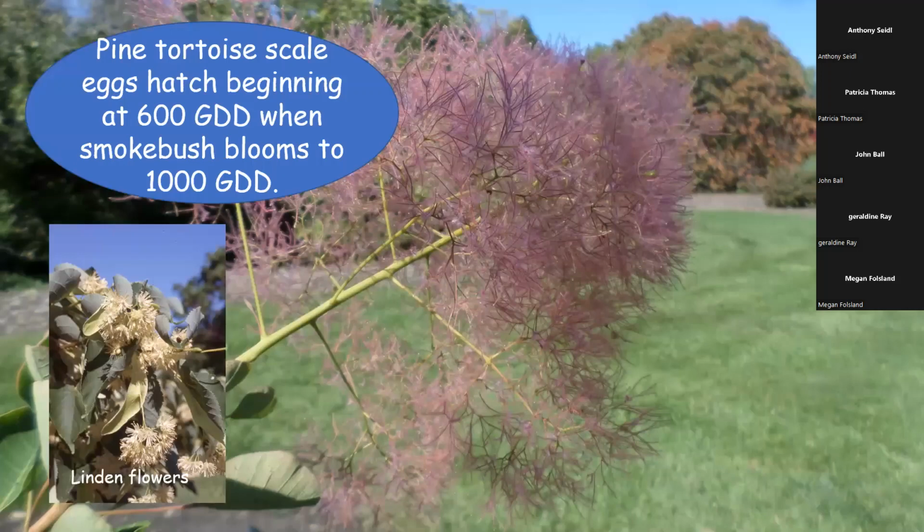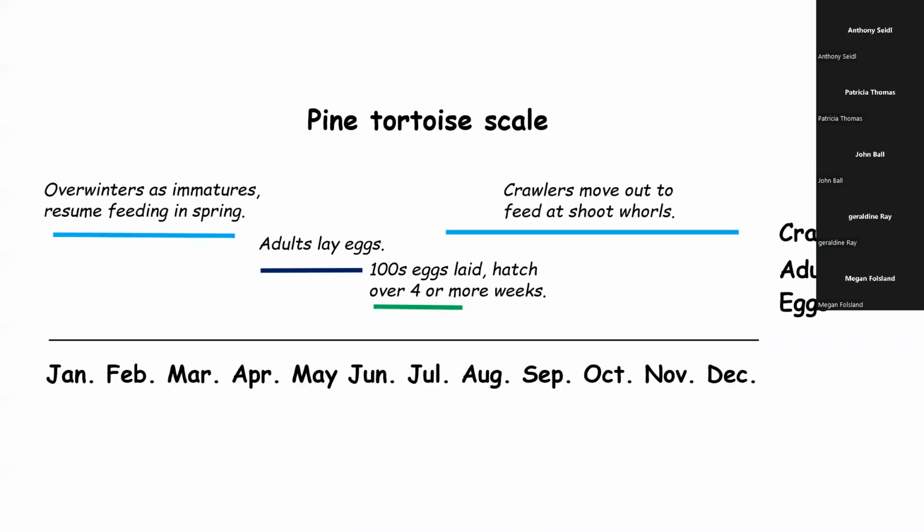Now, pine tortoise scale eggs hatch at about 600 growing degree days, about when smoke bush blooms, which is just beginning. So again, we're coming up to the time period for treatments very, very quickly in a lot of areas of the state. And egg hatch occurs over a very long time period, which again is very common with our soft scales. And so it's going to end about the time lindens have reached peak bloom. So treatments actually occur over a fairly long time period here. And if you look at the life cycle here, again, hundreds of eggs laid, and they're going to be hatching over about a four week plus time period.